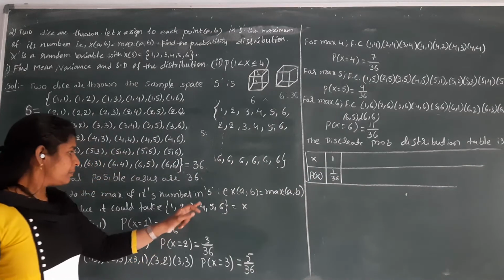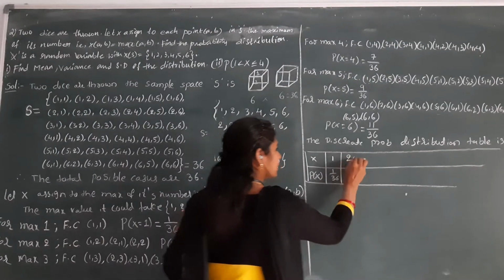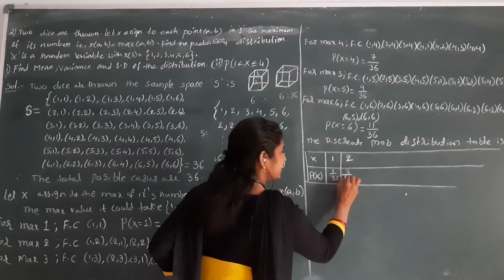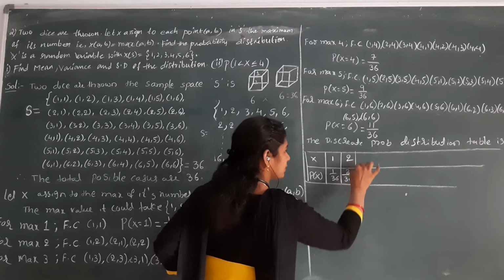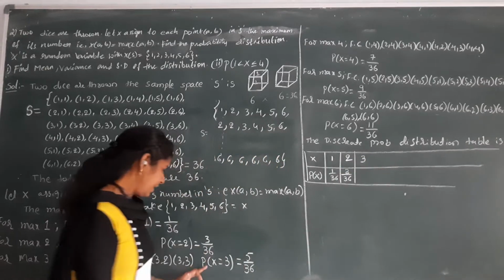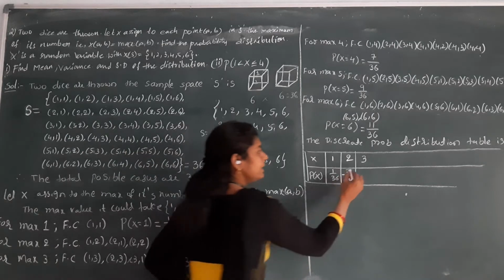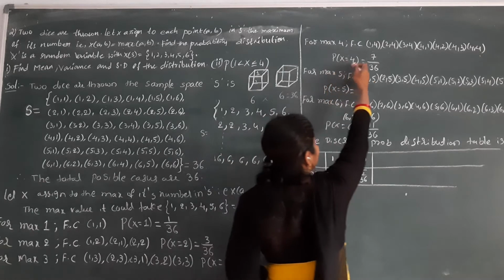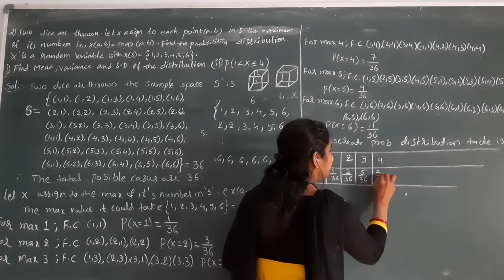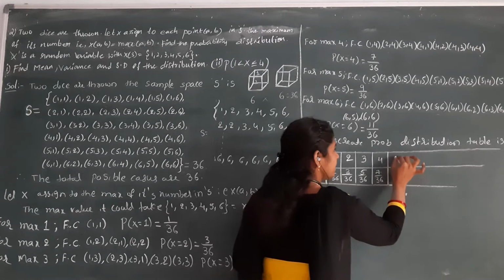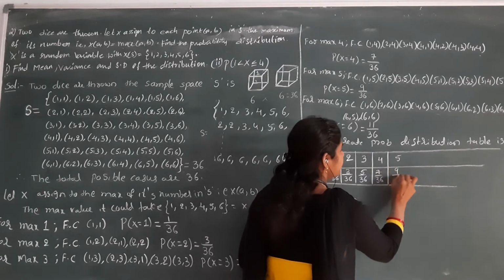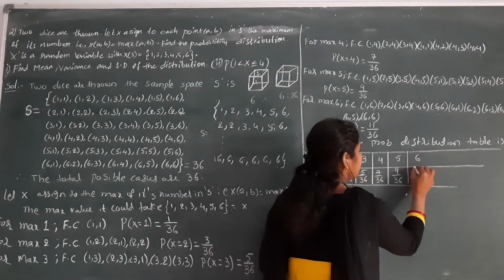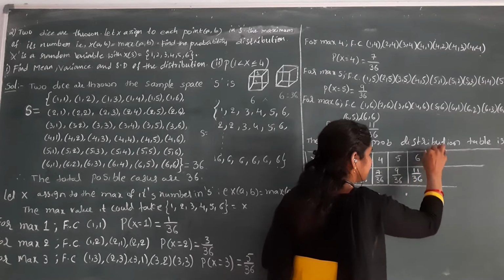Okay. Next x value is 2. The corresponding probability is 3 by 36. Next, x equals 3, the probability is 5 by 36. X equals 4, the probability is 7 by 36. X equals 5, the probability is 9 by 36. X equals 6, the probability is 11 by 36.